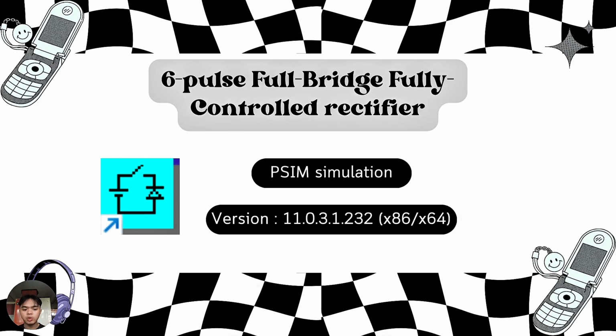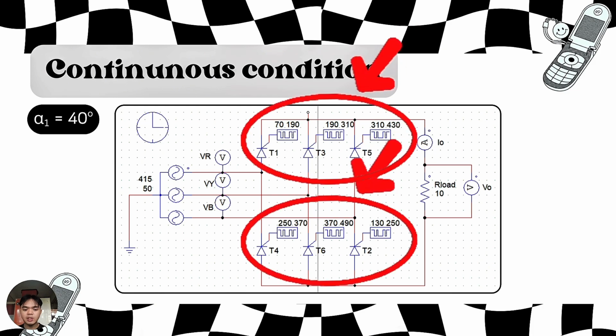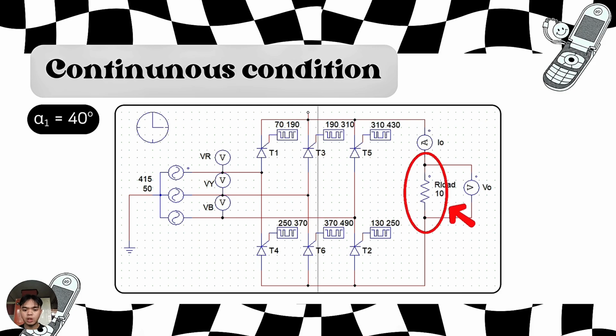condition. The PSIM software version we use is 11.0.3.1.232 x86/x64. For continuous condition of firing angle equal to 40 degree, our schematic diagram has a 3-phase power supply of 415 volt with frequency of 50 Hz, 3 voltage probes connecting to each line of the 3-phase power supply, 1 voltage probe connecting to both ends of the resistor load, 1 current probe connecting to one end of the resistor load, 6 thyristors with 6 gating blocks connecting to each other, and 1 resistor load of 10 ohms.